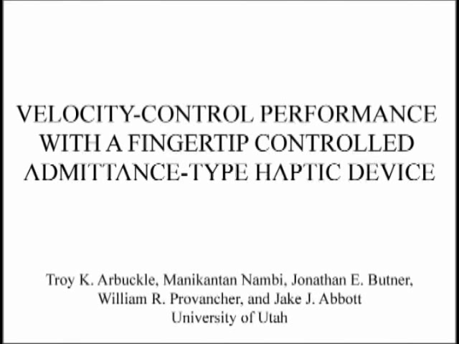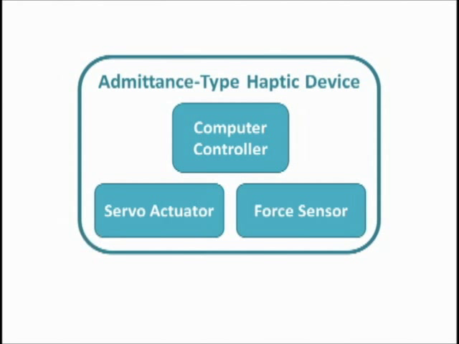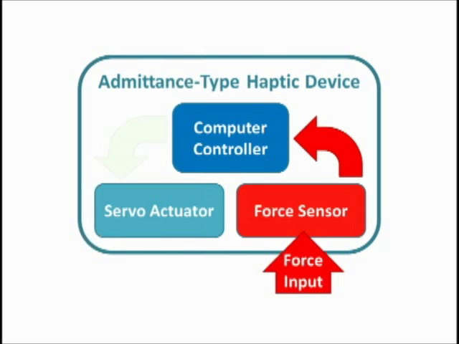Velocity-controlled performance with a fingertip-controlled admittance-type haptic device. To control an admittance-type robotic device, a human interacts directly with a force sensor mounted to the robot, and the robot is computer-controlled to move in response to the applied force.